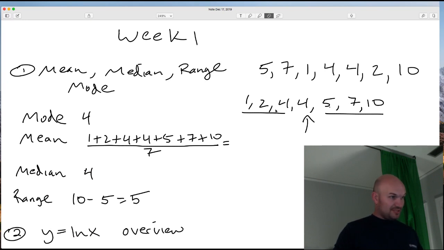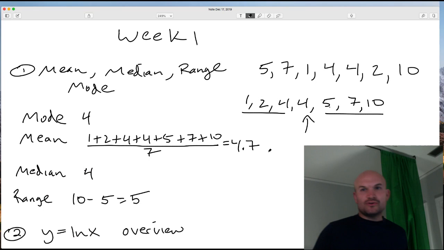So 1 plus 2 plus 4 plus 4 plus 5 plus 7 plus 10, and divided by 7 is going to be 4.7. All right, so I am just going to round that to the nearest tenth, which is going to be 4.7 here.